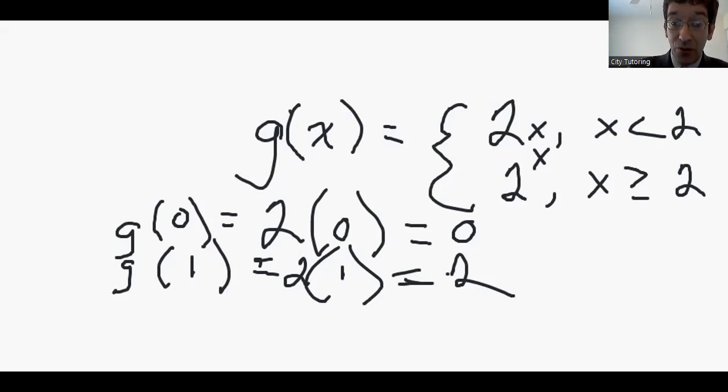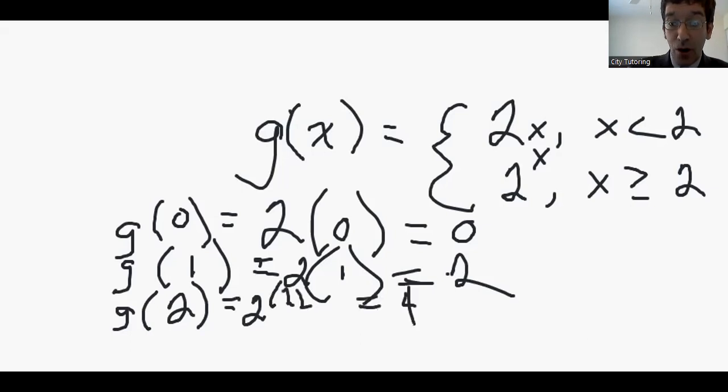So if it was 2, you do g of 2. 2 to the 2, which is going to give you 4. Okay, and I could go on and on with this. I think you get the point.